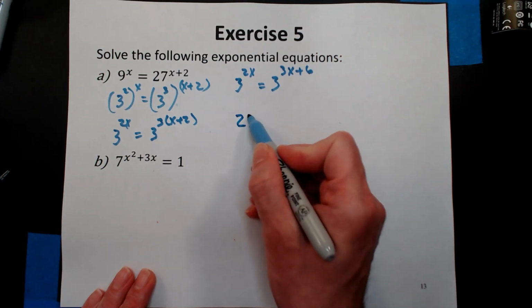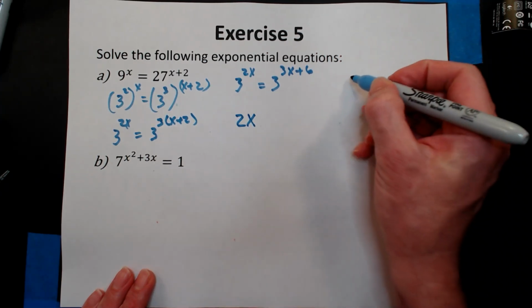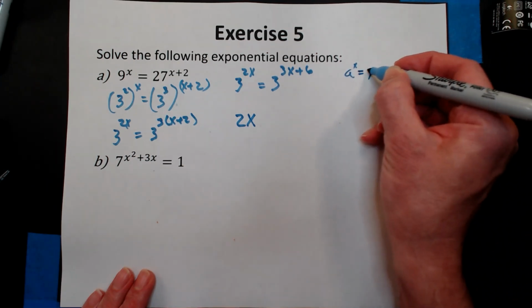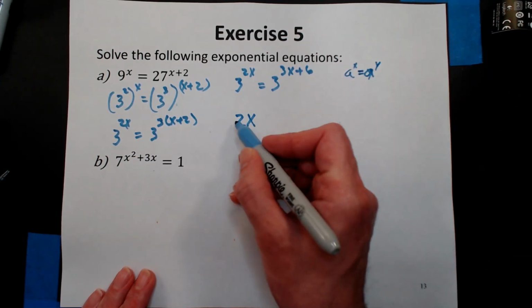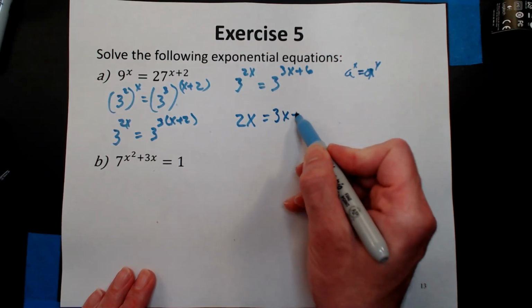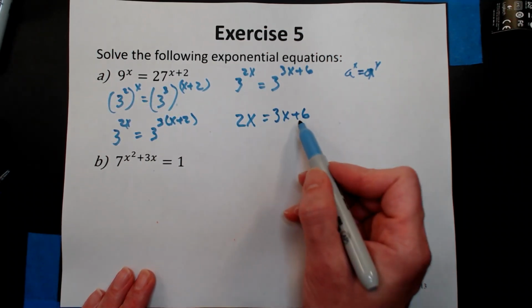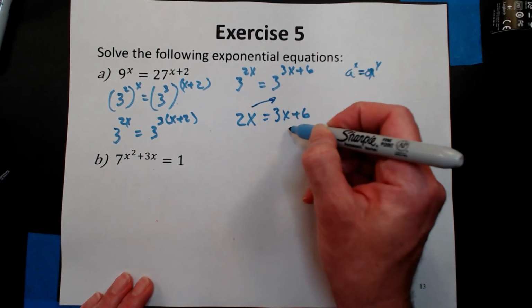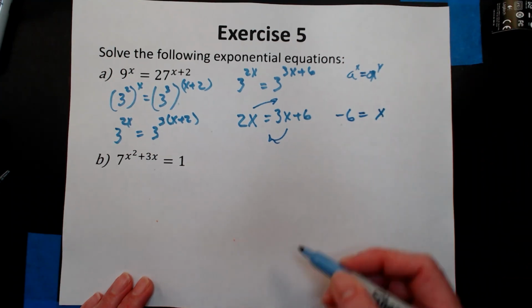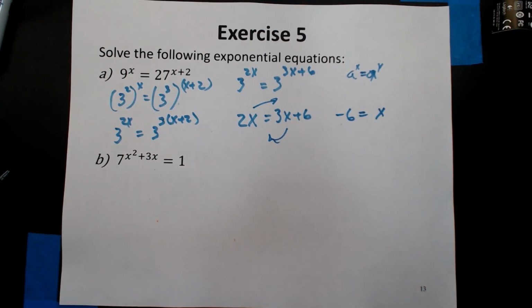And so I'm going to have 2x now equals, so this is where I apply my rule, where I have a to the x equals a to the y. This is my x equals y portion right here. My 2x is now going to equal 3x plus 6. I move the 2x to this side and the 6 to the other side, and I'm going to get negative 6 equals x, or negative x equals 6. And once again, you can check that.